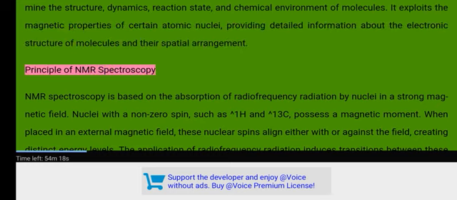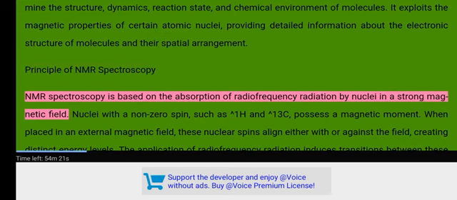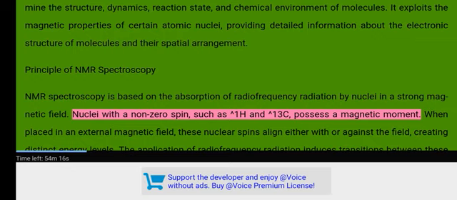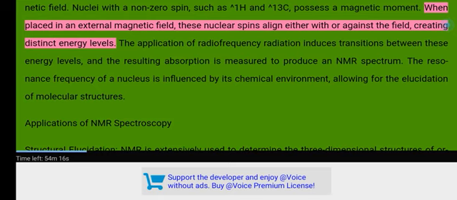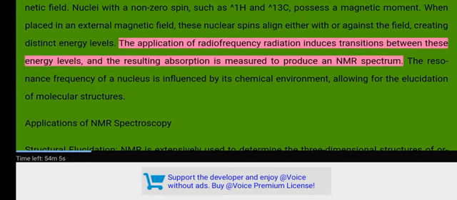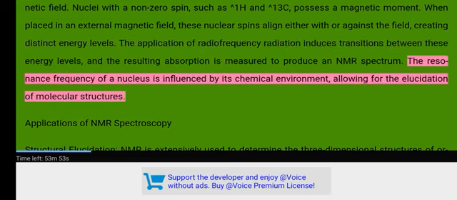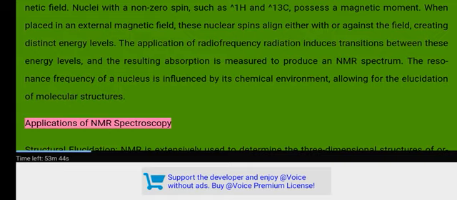Principle of NMR spectroscopy. NMR spectroscopy is based on the absorption of radiofrequency radiation by nuclei in a strong magnetic field. Nuclei with a non-zero spin, such as 1H and 13C, possess a magnetic moment. When placed in an external magnetic field, these nuclear spins align either with or against the field, creating distinct energy levels. The application of radiofrequency radiation induces transitions between these energy levels, and the resulting absorption is measured to produce an NMR spectrum. The resonance frequency of a nucleus is influenced by its chemical environment, allowing for the elucidation of molecular structures. Applications of NMR spectroscopy.